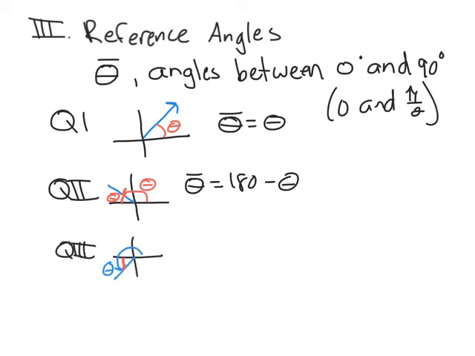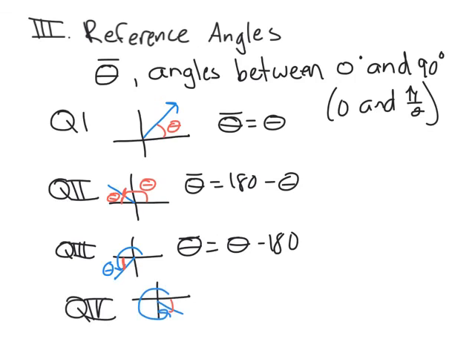For the third quadrant, your original angle is greater than 180, and we want the difference between the original angle and the 180 degrees to get the reference angle between 0 and 90. So in the third quadrant, theta bar is going to be theta minus 180. And then in the fourth quadrant, we want to take 360 and subtract away the angle so we can get our theta bar, our reference angle. So theta bar is 360 minus theta.